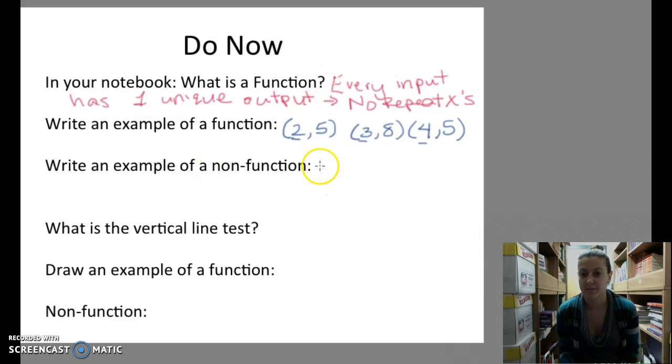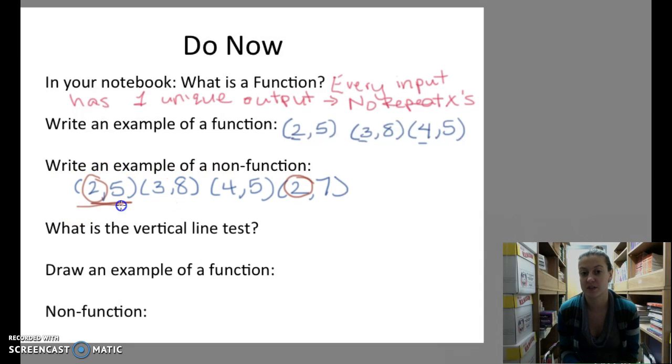A non-function, it's a little bit easier to do. You could have had like 2, 5, 3, 8, 4, 5, and then like 2, 7. This is different because the x's, we have a repeat. So these two coordinate pairs are the ones that make it not a function.